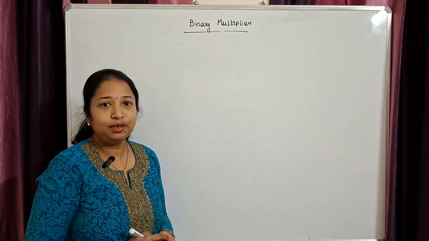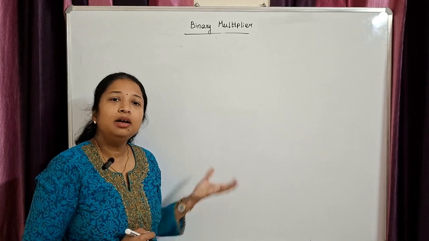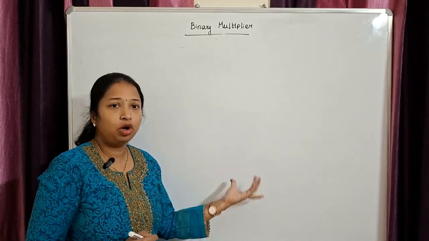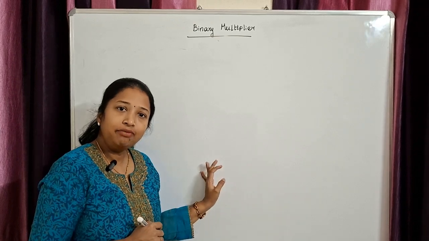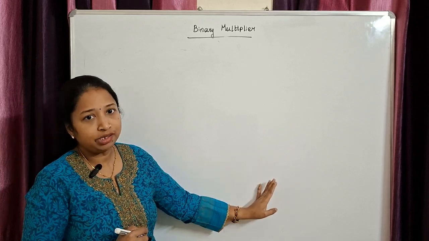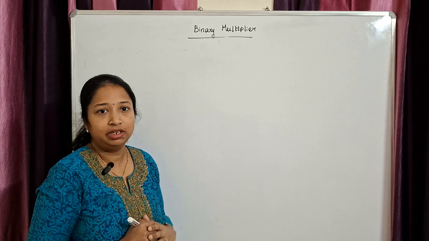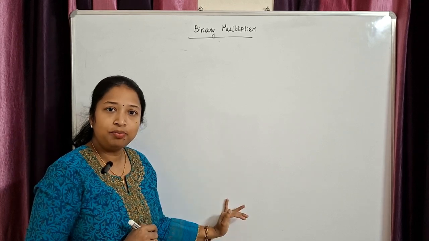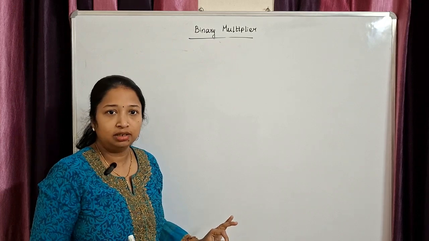Hello all, in today's lecture we are going to see about binary multiplier. What is binary multiplier? Binary multiplier is just like a normal multiplier, like how you will be doing a multiplication of any decimal number. Here again we will be doing a similar kind of multiplication, but the only difference is that instead of decimal numbers, here we will be making use of binary numbers. This is the only difference. Otherwise, the way how you are going to do the multiplication, the procedure, everything is going to be one and the same. There is no change in that.